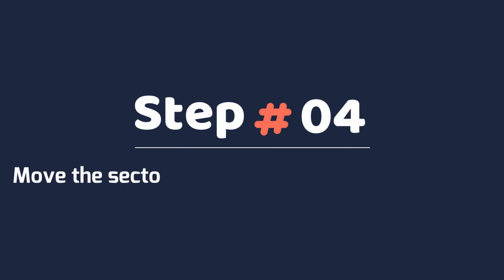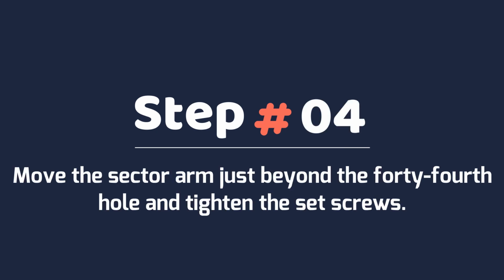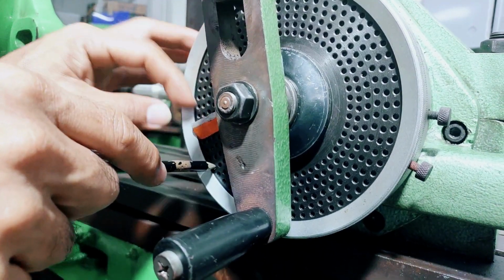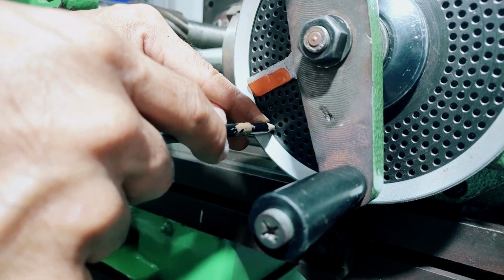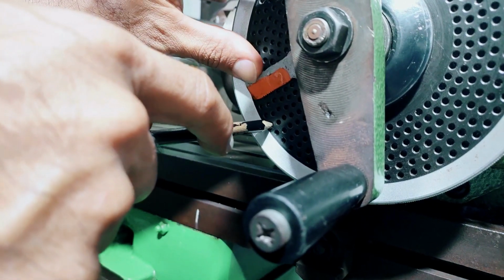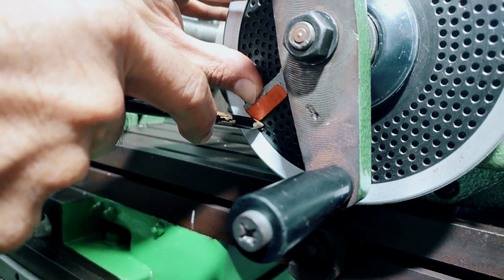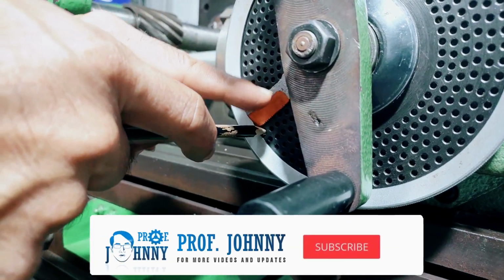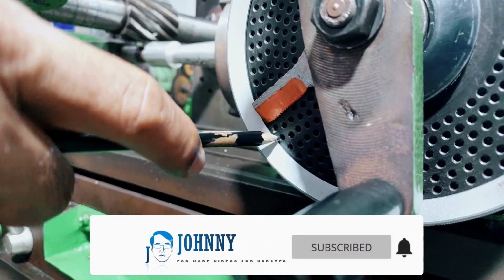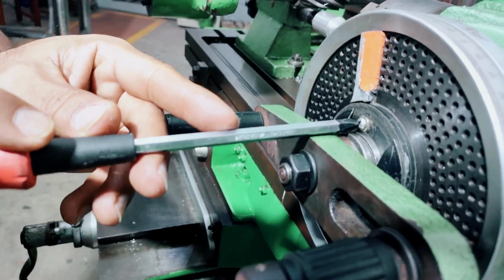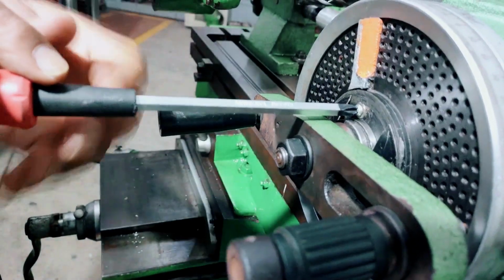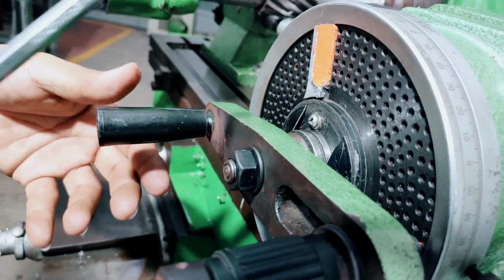Next step, move the sector arm just beyond the 44th hole and tighten the set screws. So, now, this right arm of the sector arm I will set just beyond the 44th hole. There. Okay? So the right arm of the sector arm is now set beyond the 44th hole. Then, tighten the set screw. This is the screw that should be tightened to secure the two sector arms. Okay.